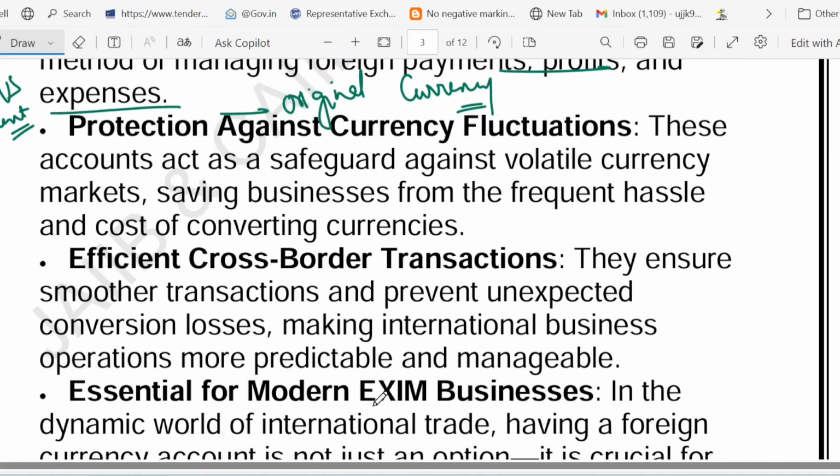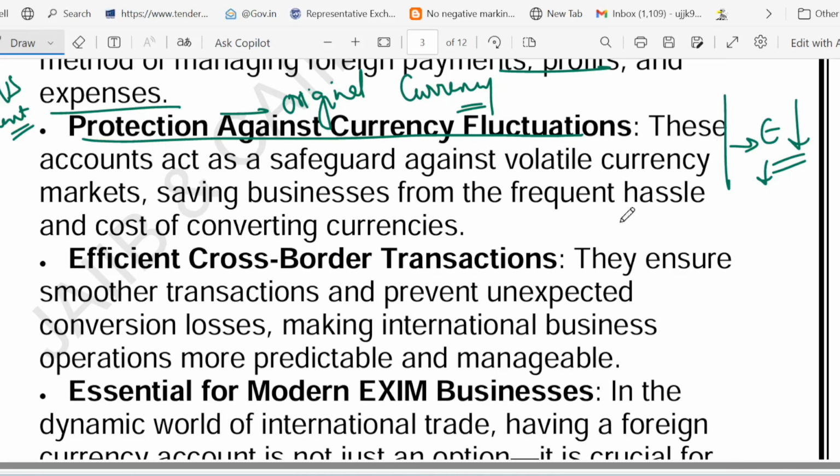Then we have protection against currency fluctuation. Yes, very good. This is called the currency roller coaster. It means currency values jump around. These accounts let you wait for a good rate before converting. For example, if the euro drops suddenly, a fashion brand can delay converting their euro profit to dollars until the rate improves. So that's how it protects against currency fluctuation.